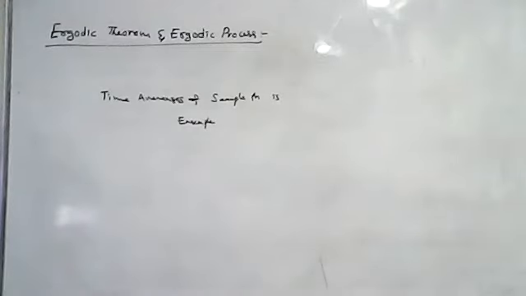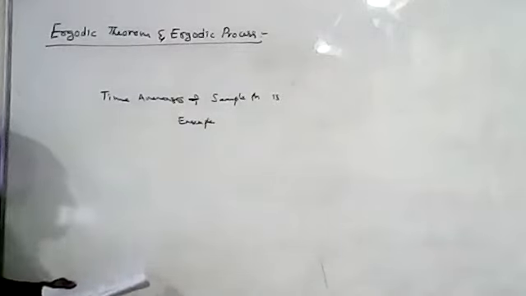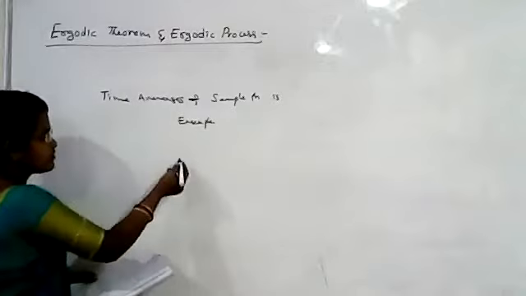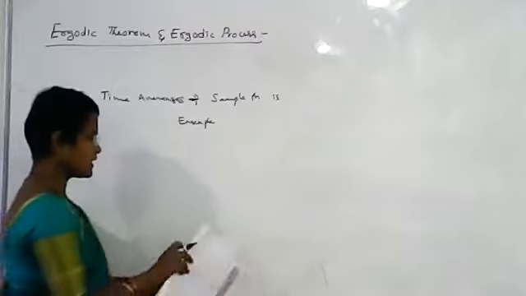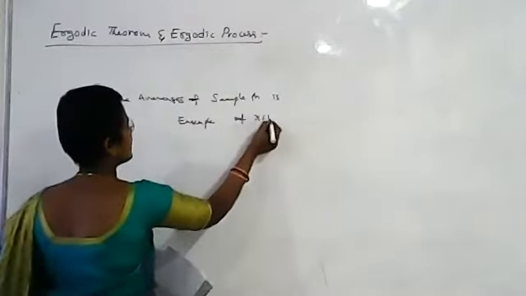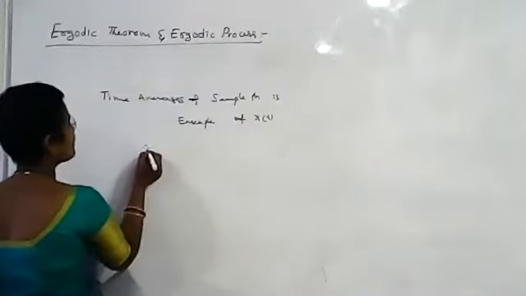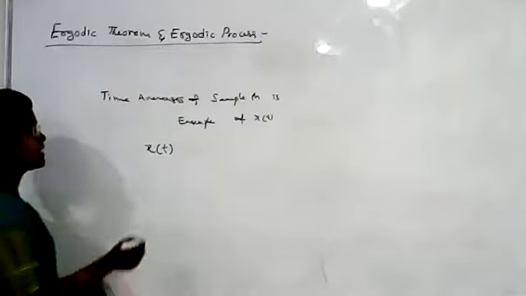The ergodic theorem states that for any random process X(t), all time averages of a sample function of X(t) are equal to the corresponding ensemble averages of X(t). So how do we denote a sample function? Small x(t) is used to denote a sample function.